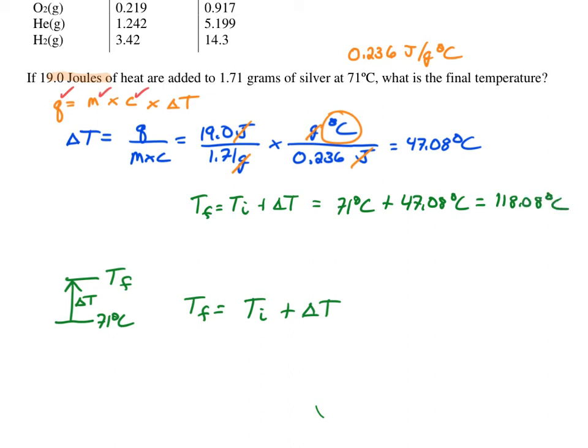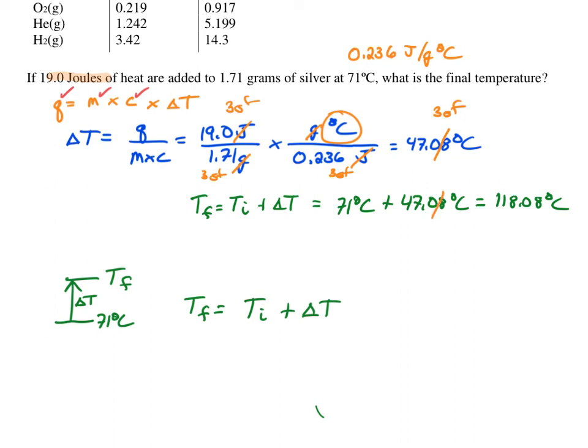118.08 degrees C. Now we can go back and worry about our significant figures. We look at all the numbers that go into the result. 3 sig figs, 3 sig figs, 3 sig figs. So our delta T is good to 3 sig figs, which means when we add, we can use up to the 10th decimal place as far as this number is concerned.